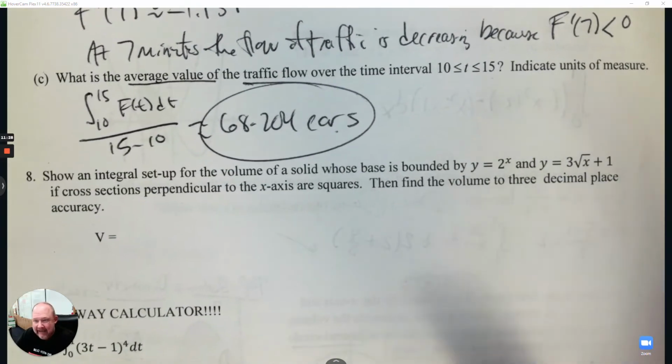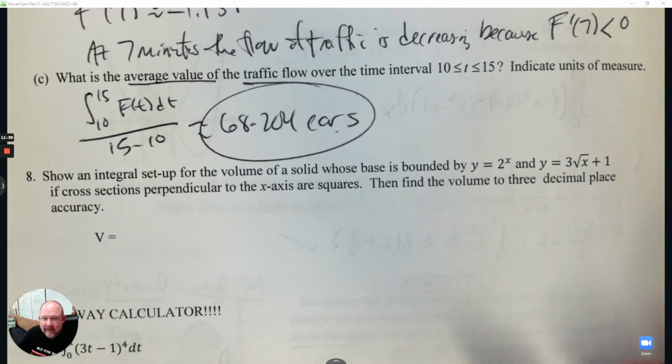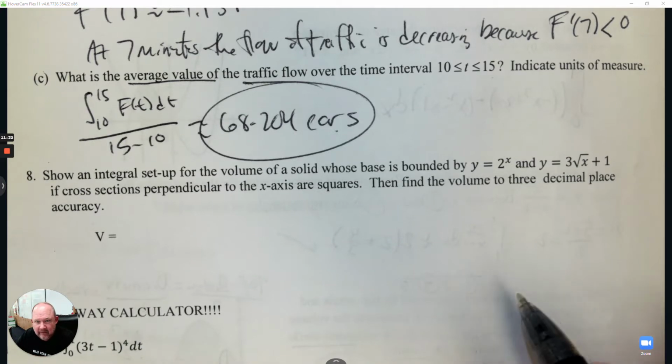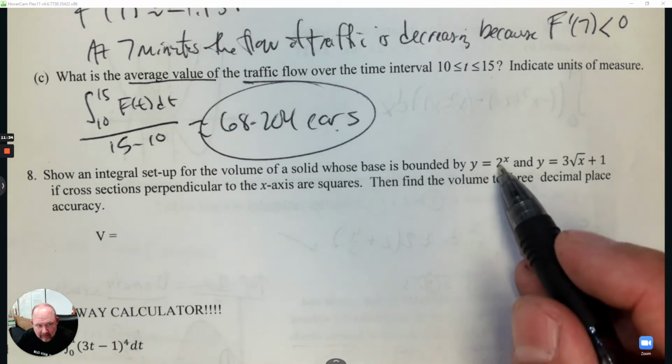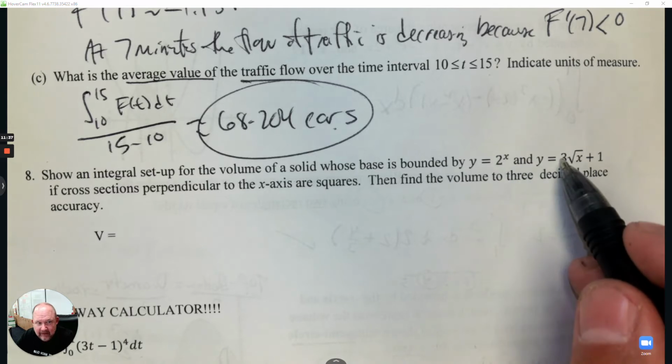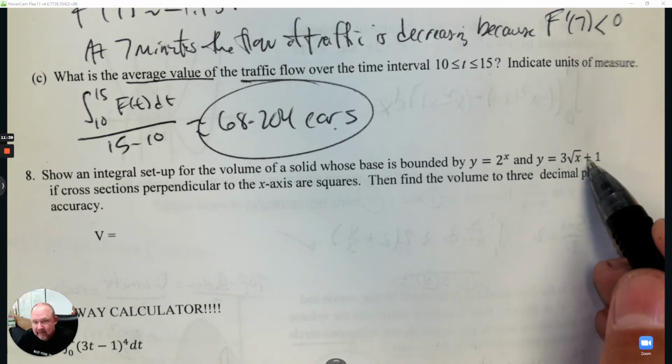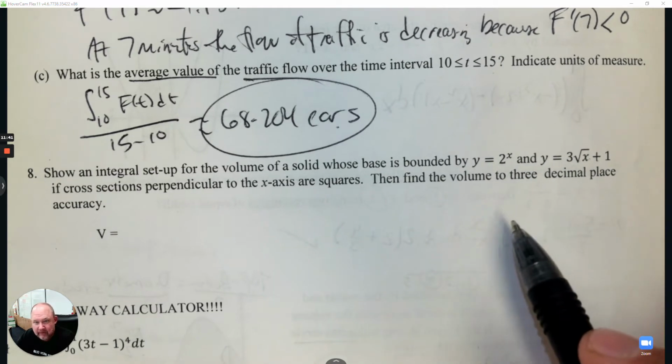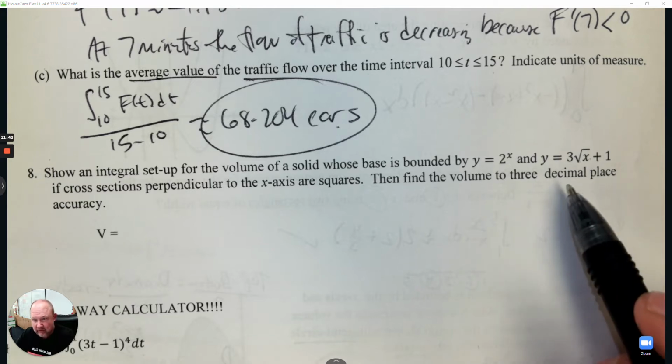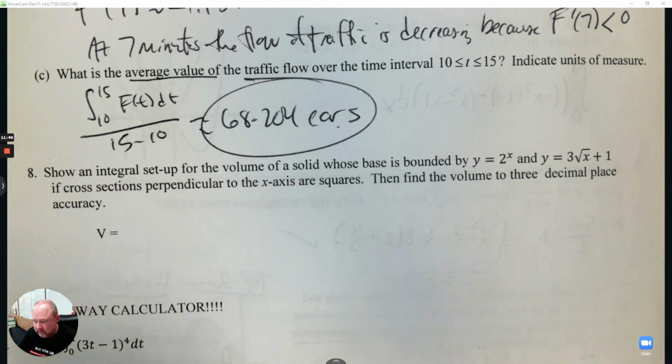All right, number 8, different question. Show an integral setup for the volume of a solid whose base is bounded by 2 to the x and 3 root x plus 1. If the cross sections perpendicular to it are squares, then find the volume. All right, this is a calculator question.